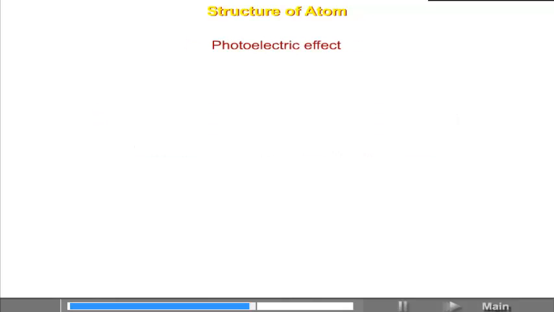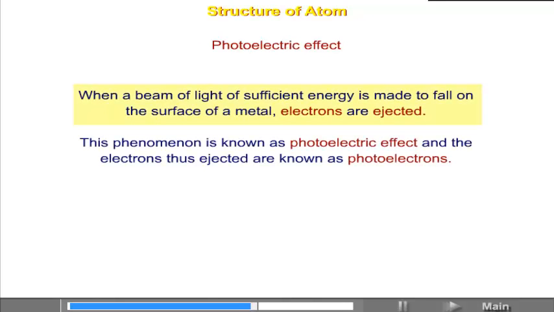Photoelectric effect. When a beam of light of sufficient energy is made to fall on the surface of a metal, electrons are ejected. This phenomenon is known as the photoelectric effect, and the electrons thus ejected are known as photoelectrons.